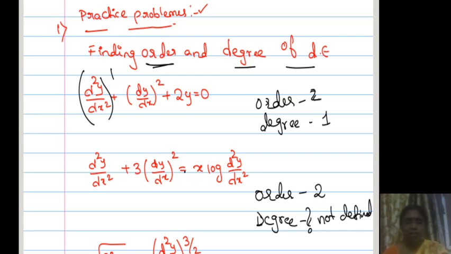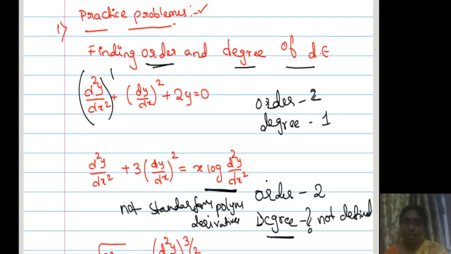Because there is no power fraction, not like that. But here log of d square y by dx square is not a standard form of polynomial of derivatives. Whenever we talk about degree, it must be a standard form of polynomial of derivatives, then only you look at the highest derivative. But if you expand log of d square y by dx square, you do not get the standard form, because it contains infinite terms.